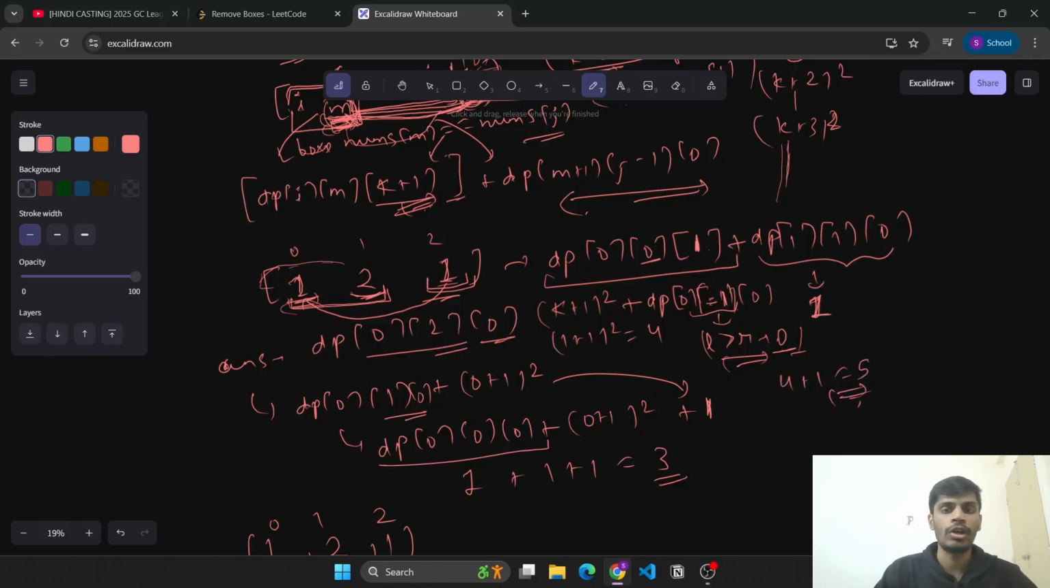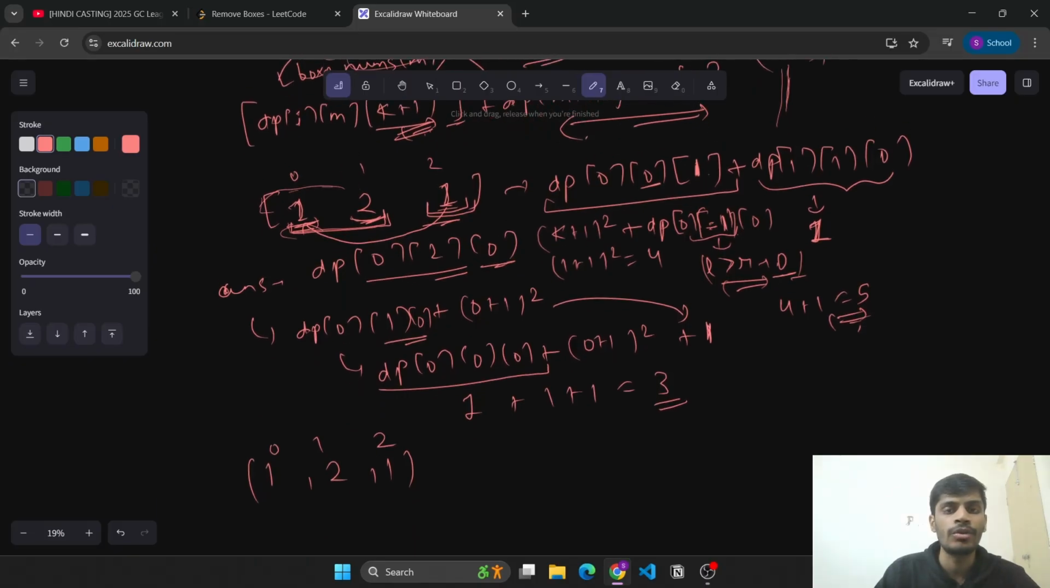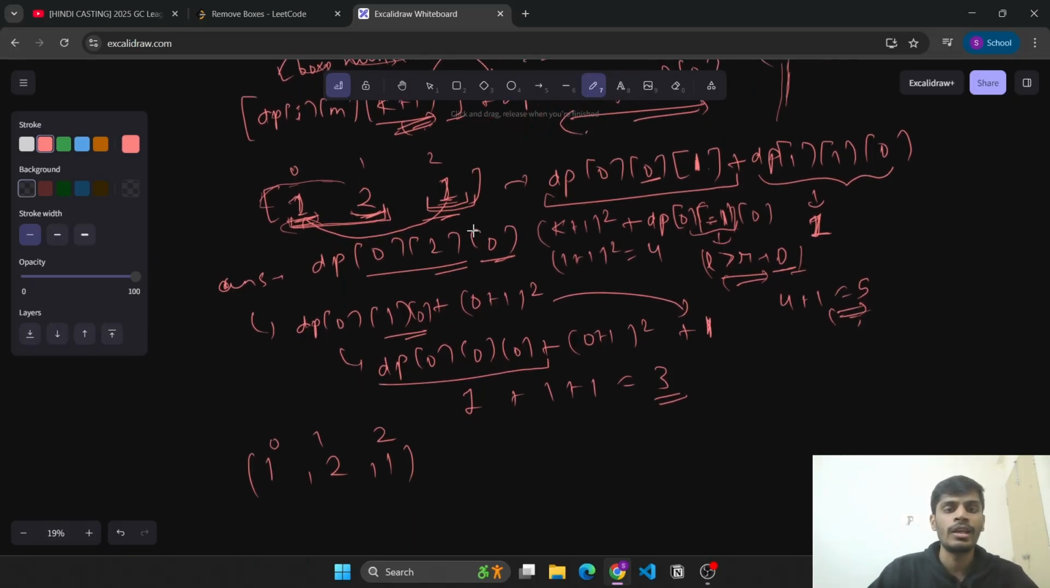So I hope you are now able to see how we are utilizing this k variable, the extra variable that we created, to keep count of the number of boxes we have on the right which have the same color as nums of j. And using these transitions we'll finally be able to solve the problem.